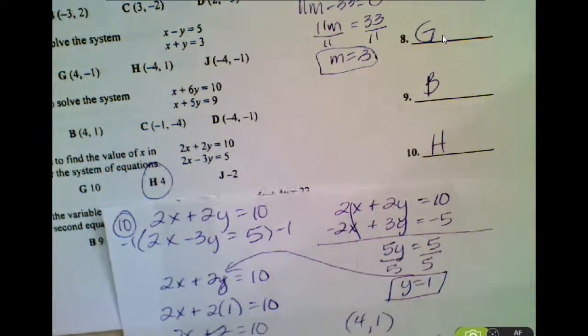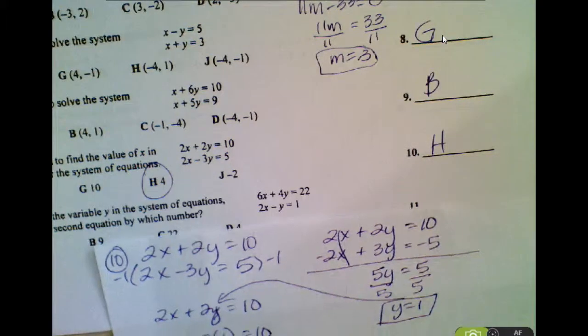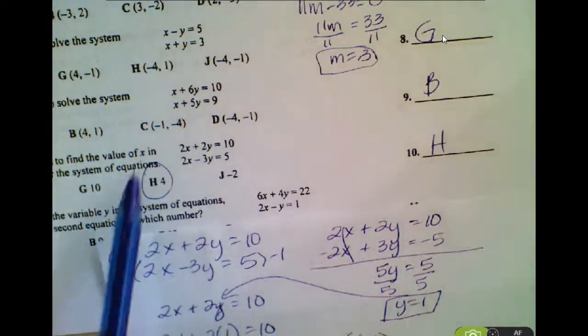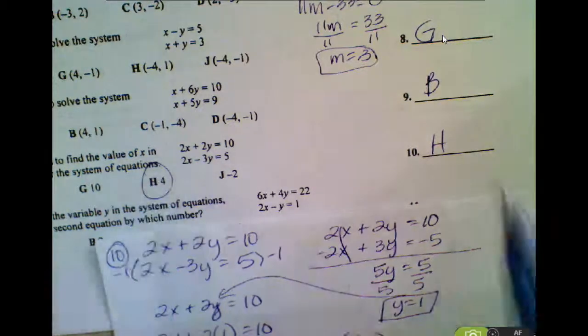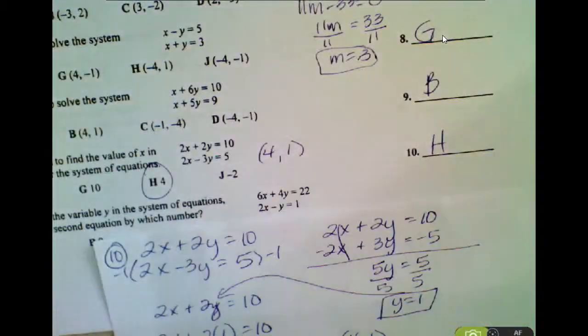Okay? Good, good. 11, anyone? Dylan wants to do it. I'm sorry, how is it H? Because it's looking for only the x value. And our solution was 4, 1. Yeah.